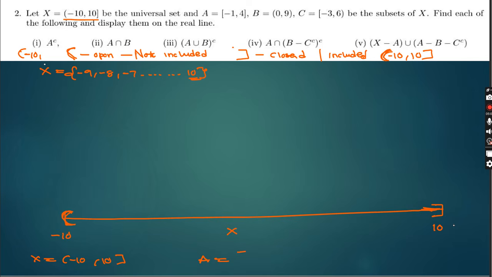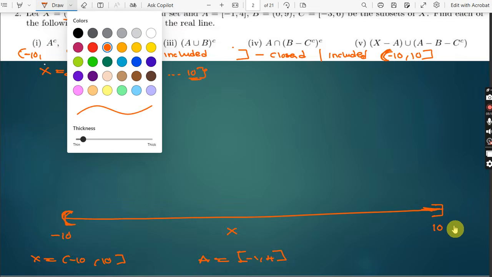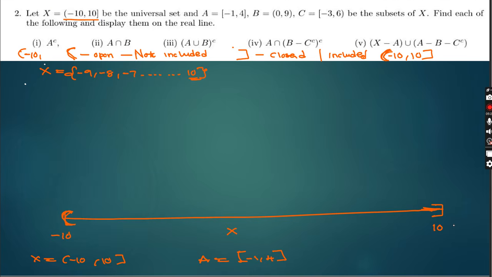Our set A is from negative 1 to 4, and 4 is included. So this is what we are going to do. You must follow, guys, what I'll be doing here. We're going to estimate where our negative 1 can be here and our 4 can be here. So we're going to draw the line.